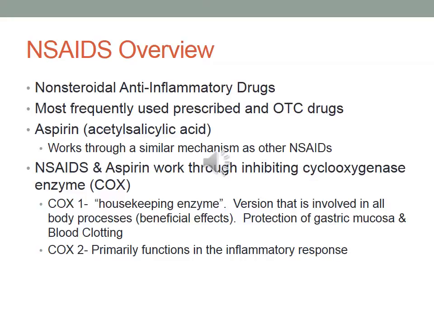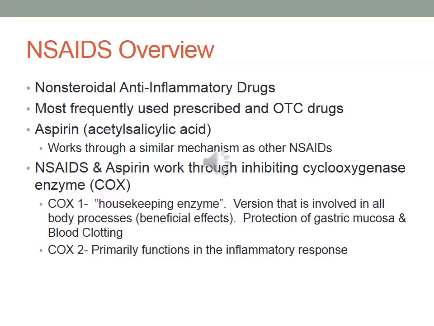Okay, just a basic overview of NSAIDs. Again, make sure you're reading your chapter to kind of go along with some of the things we're talking about here. Non-steroidal anti-inflammatory drugs. So these are non-steroid-based anti-inflammatories. Aspirin is a medicine that works through a similar mechanism as NSAIDs. And they both work through inhibiting what's known as the cyclooxygenase enzyme, or the COX enzyme. There's two different COX enzymes.